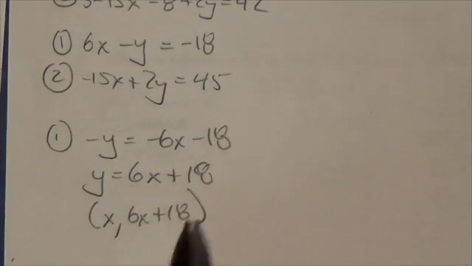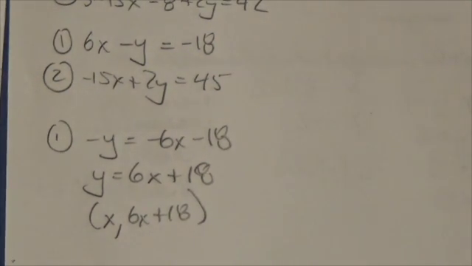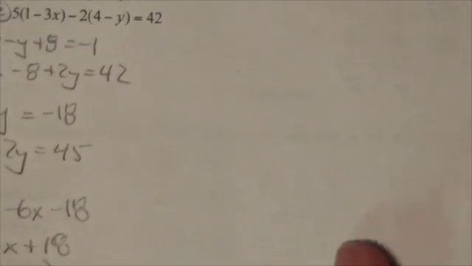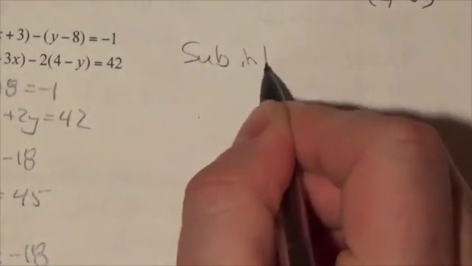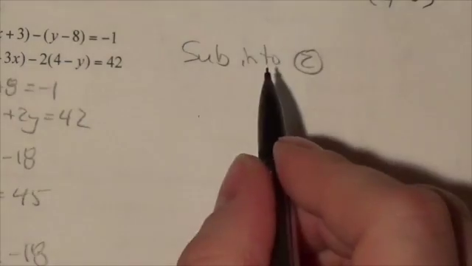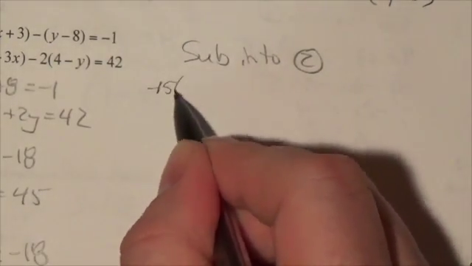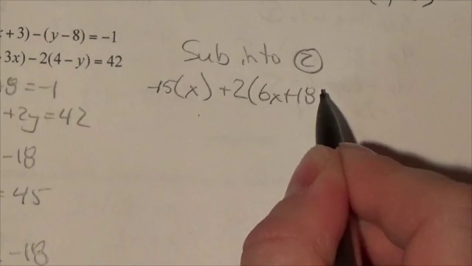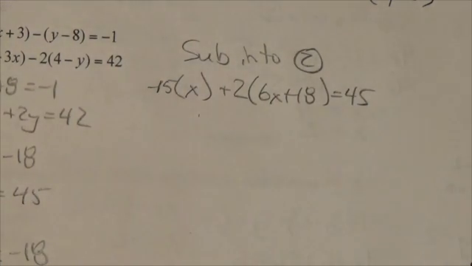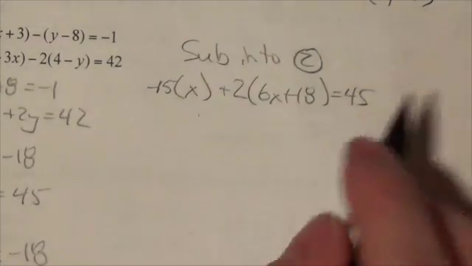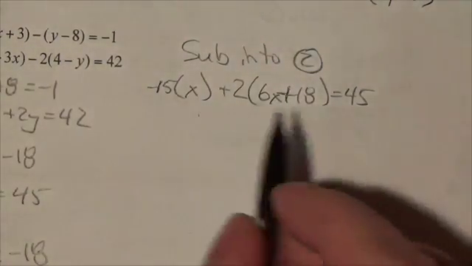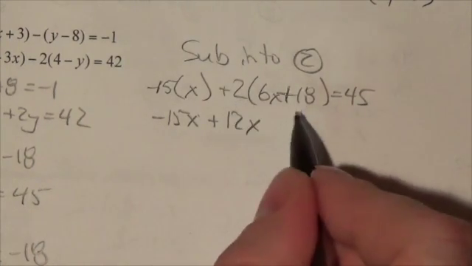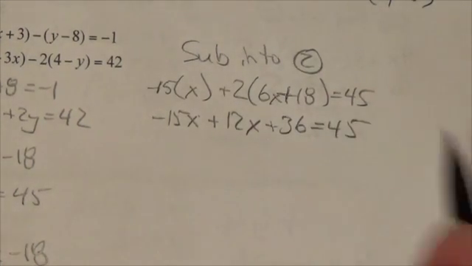Whoops, sorry, it's right at the bottom there. So I'm going to take this now and substitute it into equation 2, just like we've been doing previously. But this time I'm going to plug it into that simplified version of equation 2, because I'm kind of lazy. So this will be sub into 2. Equation 2 is now negative 15 times x plus 2 times (6x plus 18) is equal to 45. Now one equation, one unknown. That's what I wanted. Makes this a thing of beauty. So that's negative 15x. Now I'm going to distribute the 2 through. So plus 12x plus 36 is equal to 45.